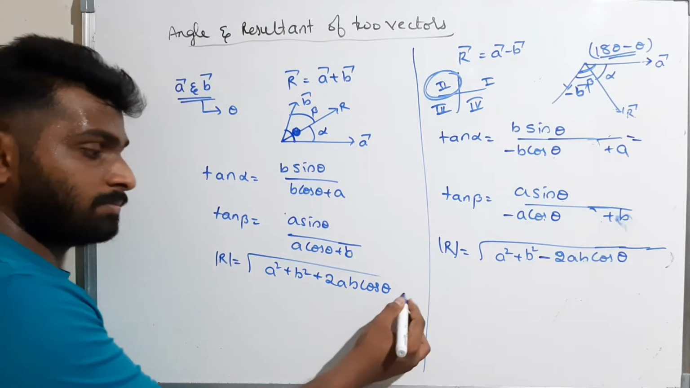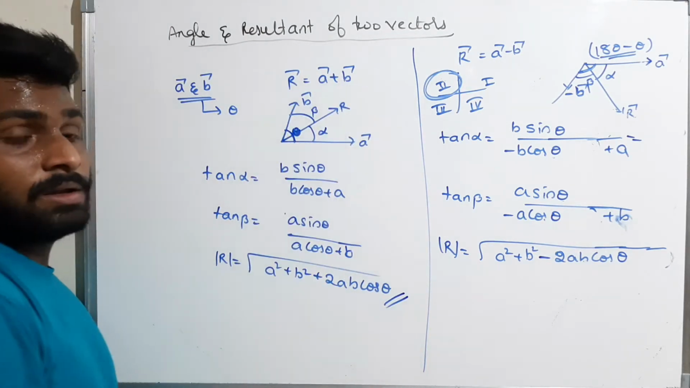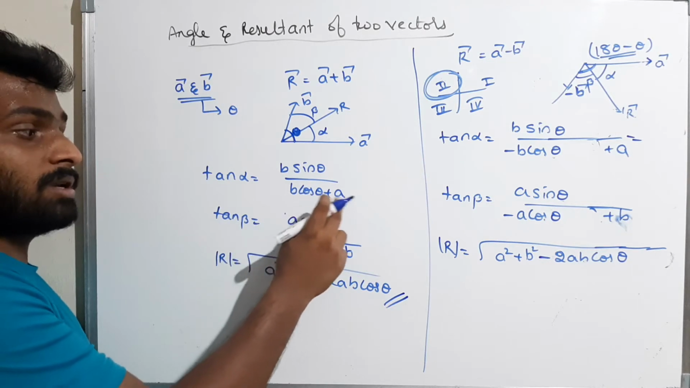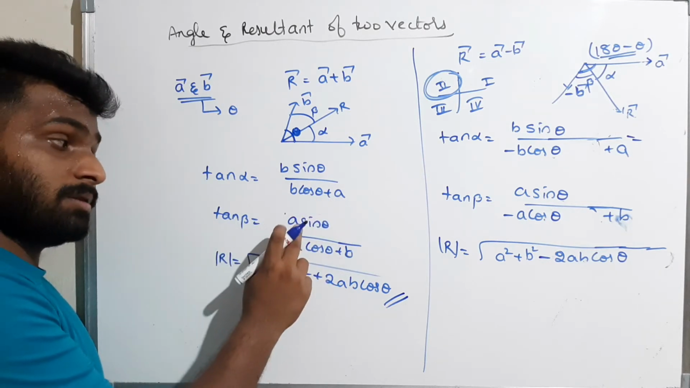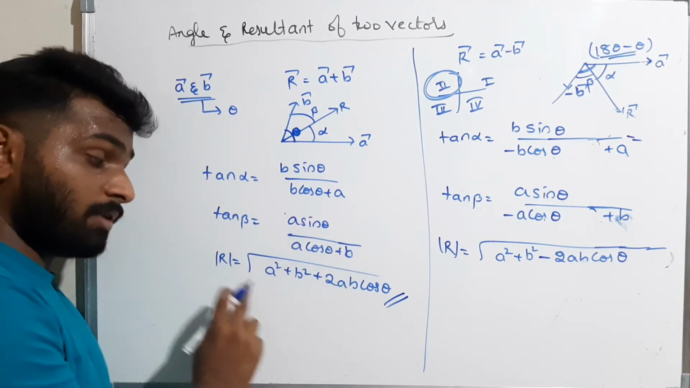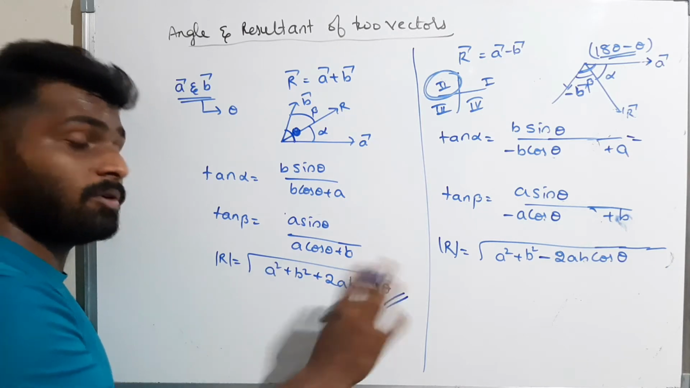Can you see the difference? If r bar is a bar plus b bar, then the resultant is root of a square plus b square plus 2ab cos theta, and tan theta is b sin theta by a plus b cos theta.